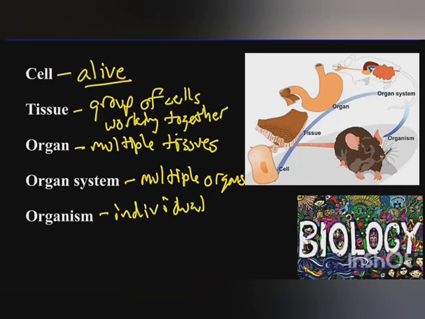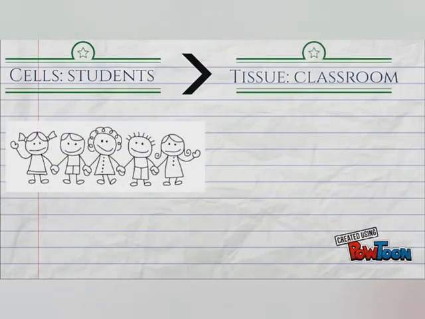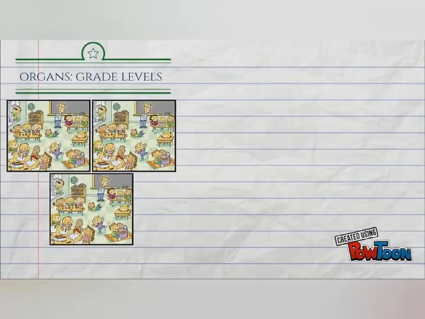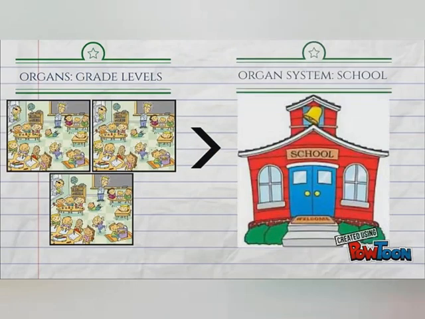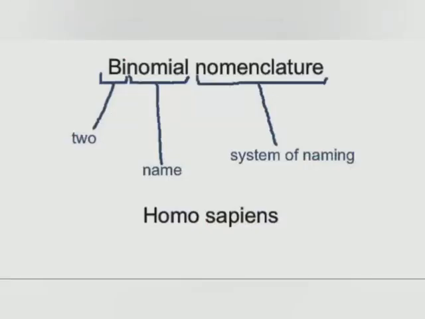Again, let's now make a brief analogy about levels of organization. A cell can be regarded as what? Students. A tissue can be regarded as what? Just a classroom. An organ can be regarded as what? Grade level, just like we have the whole of SS1. And a system is regarded as what? The whole school entirely. So that's what we now talk about: levels of organization. Then we move on to binomial nomenclature.